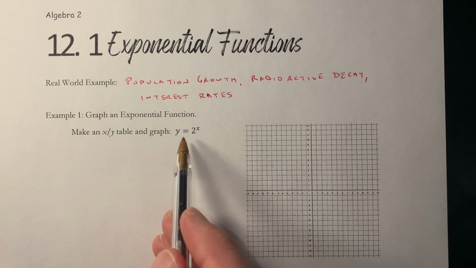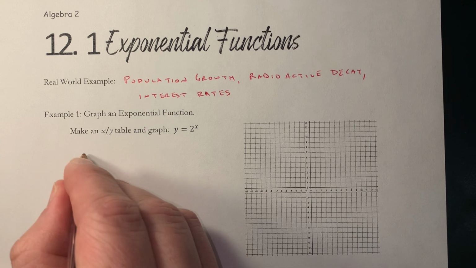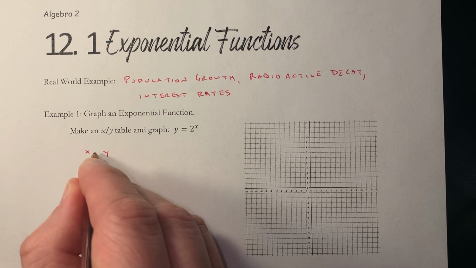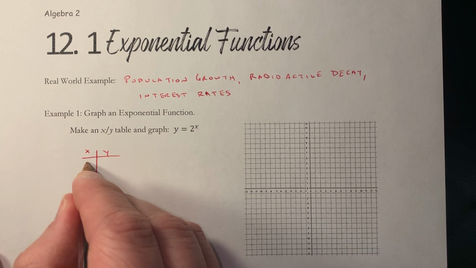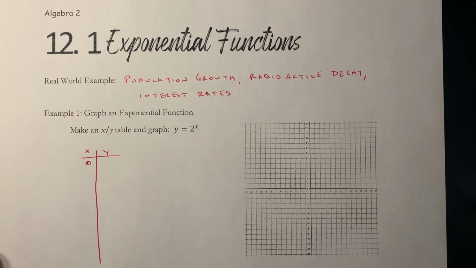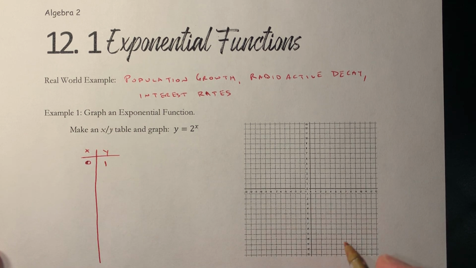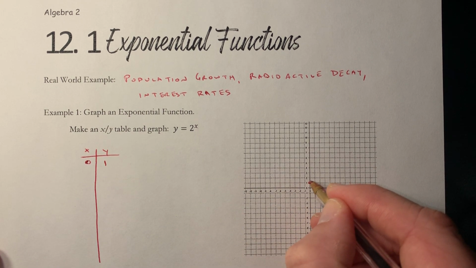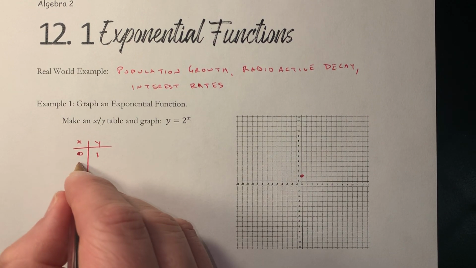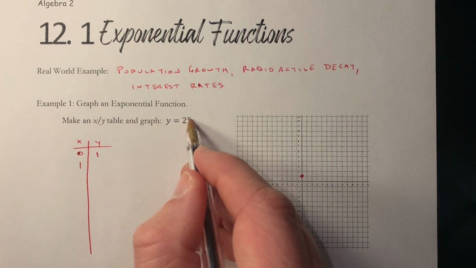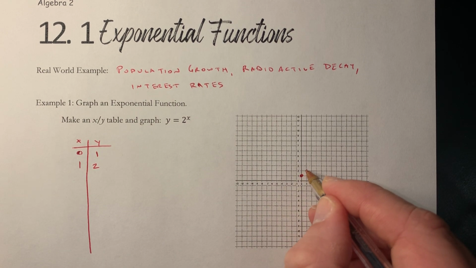So our first function is y equals 2 to the x power. We're going to make an xy table. And let's start by saying x is 0. Anything in the world to the 0 power is 1. So we're going to have a point at 0, 1. Okay, then we'll go to the first power. 2 to the first power is 2. So we've got a point at 1, 2.